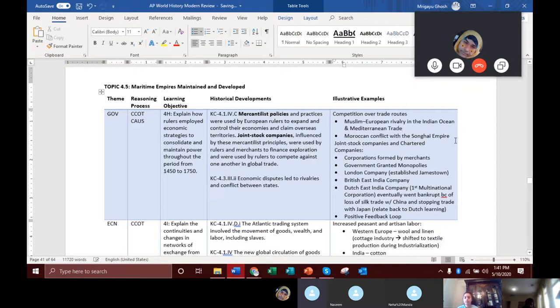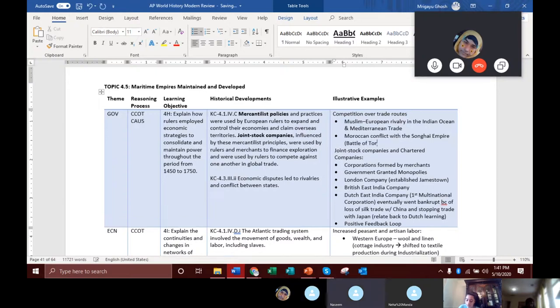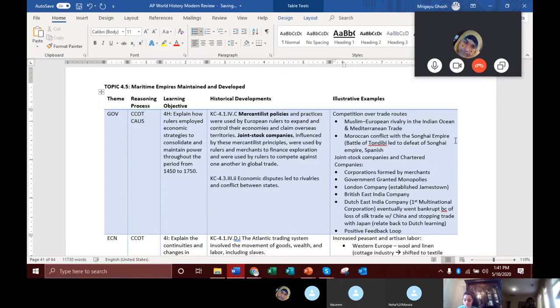I searched it up and I found something about the Battle of Tondibi. Basically, it's right here. Tondibi, and apparently this led to the defeat of Songhai. Yeah, and the Spanish and Portuguese took over this territory, which is why we have the Spanish influence in Morocco, right? Yeah. Maybe. Spanish and Portuguese took over. Okay. Good.